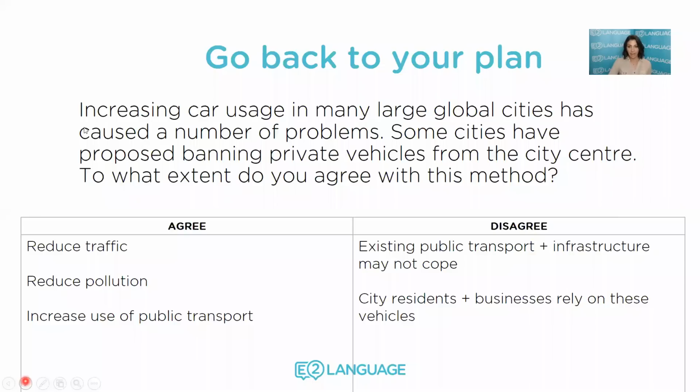So regarding banning car usage in cities, I said, okay, reduce traffic, reduce pollution, increase public transport. And I said, but on the other hand, there's not enough infrastructure to deal with it, and businesses and city residents may suffer. I need to pick a side, and I'm going to go disagree because I think it's just easier for me to write about these ideas. Okay, not necessarily because that's my opinion.